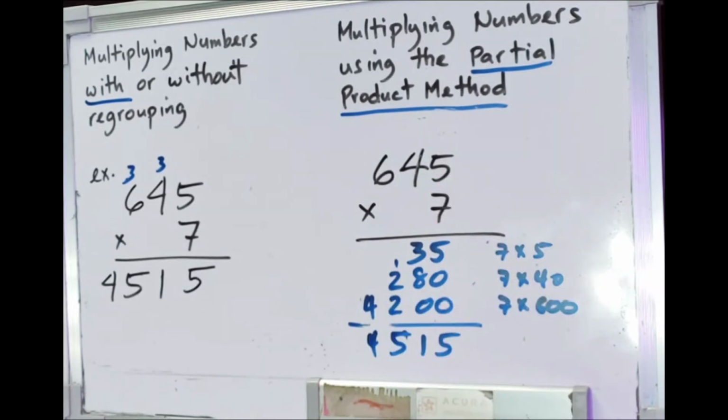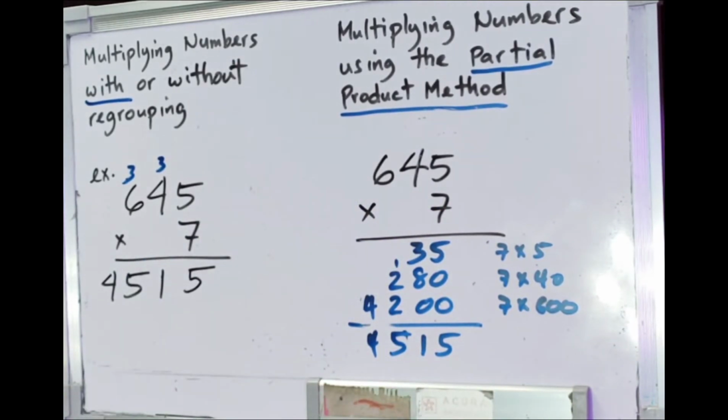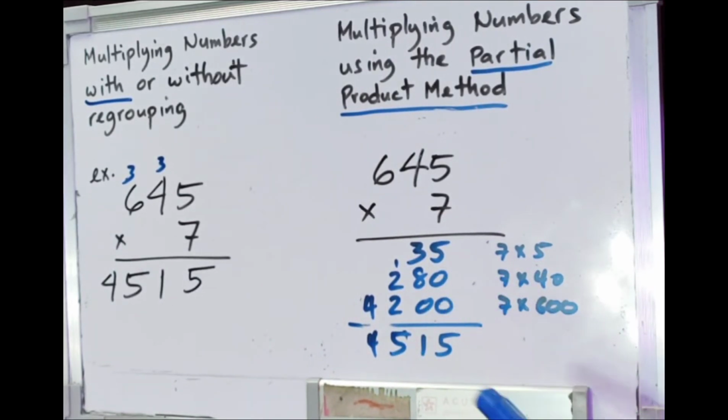So first is to multiply 5 by 7. So that's 35. Multiplying the 4 and 7. But remember, 4 has a value of 40 because 4 is in the tens place. So 40 times 7, or 7 times 40, that's 280. And lastly, the 6 by 7. And 6 here, its value is 600. So 7 times 600, that's 4,200. So these are the 3 partial products, 35, 280, and 4,200. Adding them all, we get 4,515.